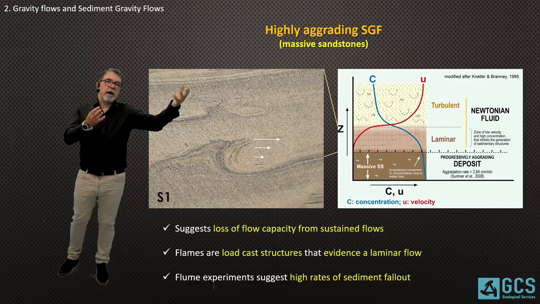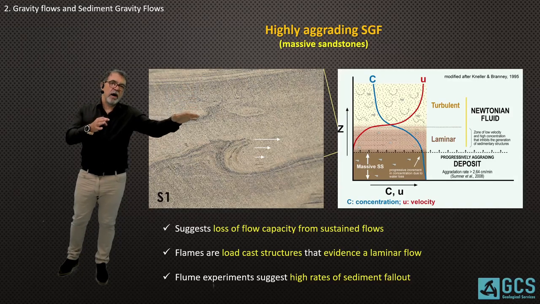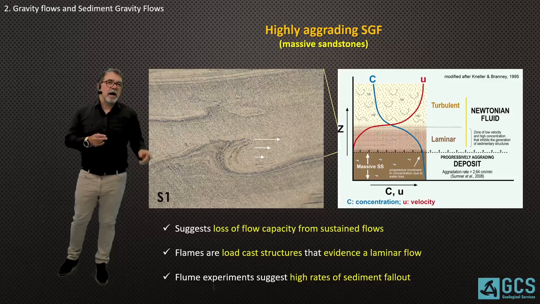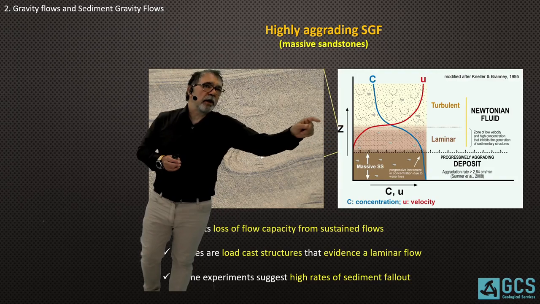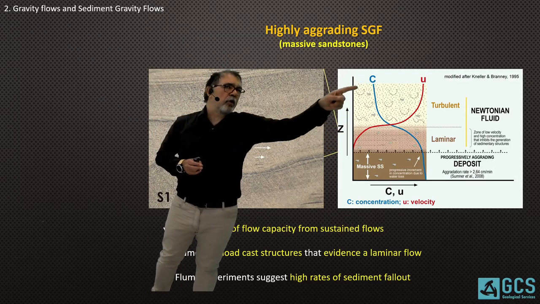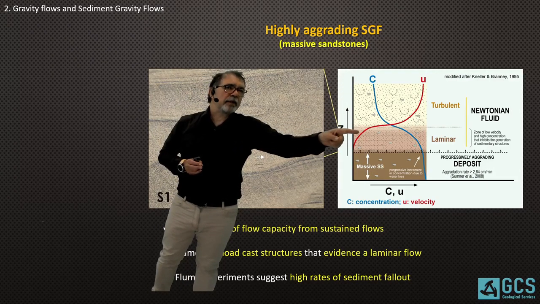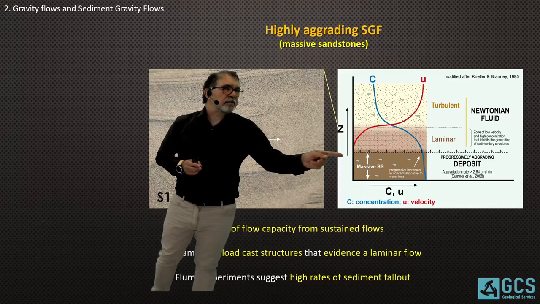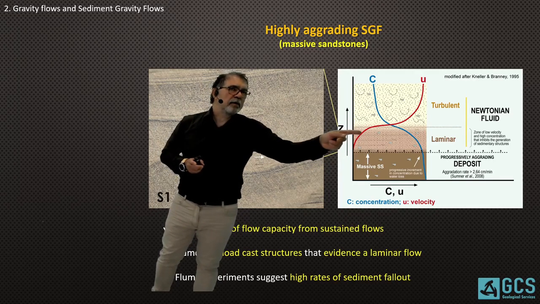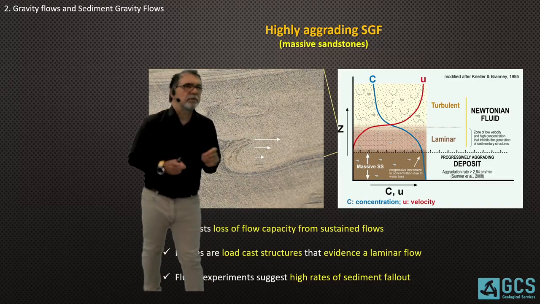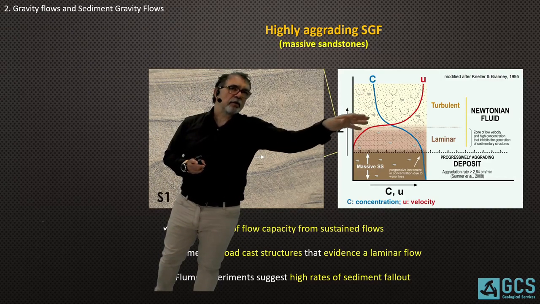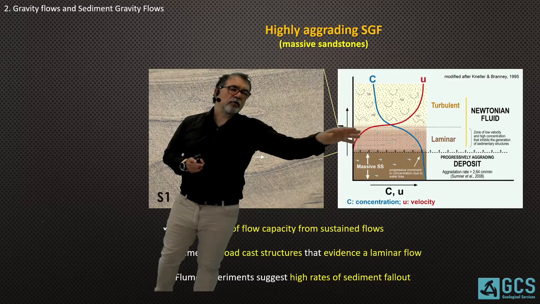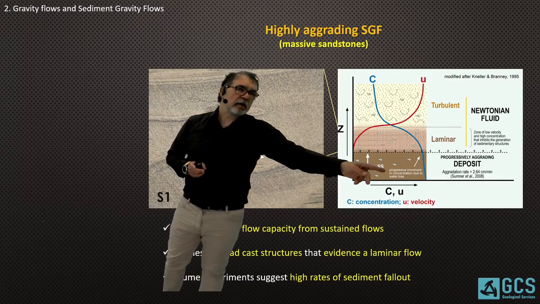So the flow capacity is decreasing very fast, and the flow collapses, and this will create at the bottom a flow transformation between a turbulent flow on top and a laminar flow below. Since this flow is laminar, it's not possible to create any sedimentary structure here. This happens when the rate of fallout of the sediment is very high.